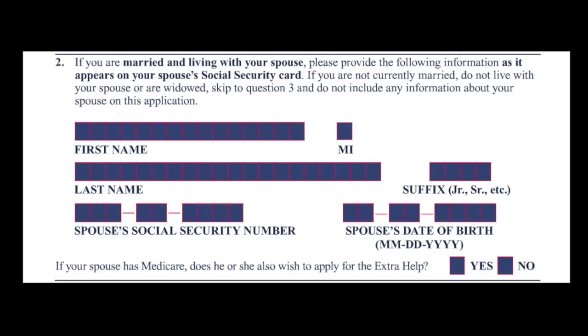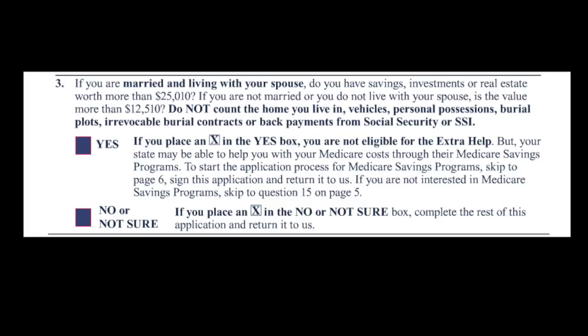Then, the questions ask if the spouse would also like to apply for extra help. You check yes or no. Question 3 is about resources. Once again, you can see these numbers are different because, again, this is an old application. Always refer to the most recent numbers that we have provided for you. You can check yes if you are doing the paper form, but it says here you are not eligible for extra help. It's not going to make much sense to submit it. If you check the box no or not sure, you continue completing the form.